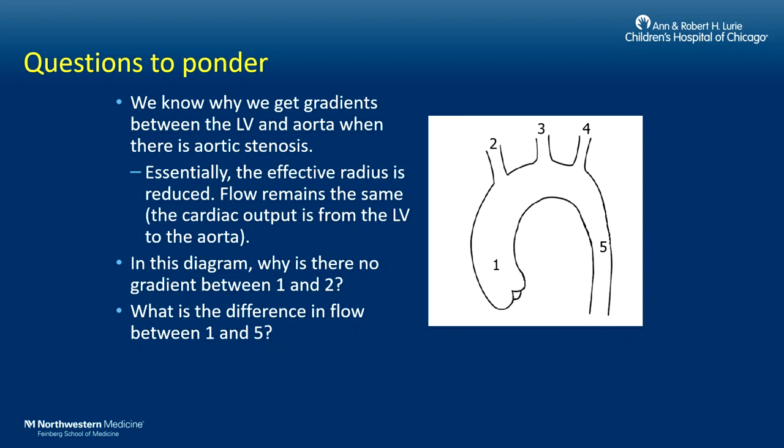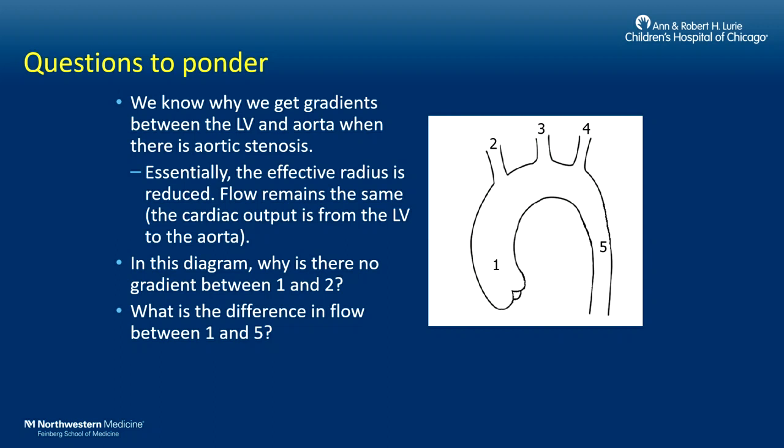Okay, so there are different flows. 1 is the cardiac output that leaves the heart. 5 is the cardiac output to the lower extremity after you take away everything to the head and neck. So 1 and 5 are different. 1 and 2 are different.